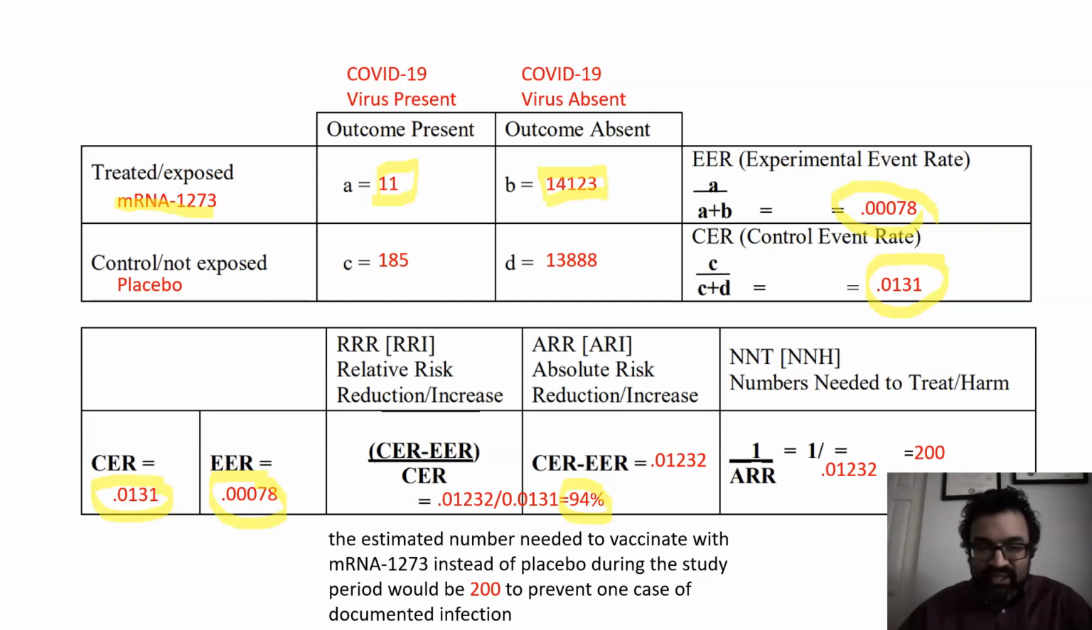Then what you do is find the absolute risk reduction. And so this is the absolute risk reduction. And then the reciprocal of the absolute risk reduction is the number needed to treat. So there you have it. The estimated number needed to vaccinate with Moderna instead of placebo during the study period would be about 200 to prevent one additional case of documented infection.